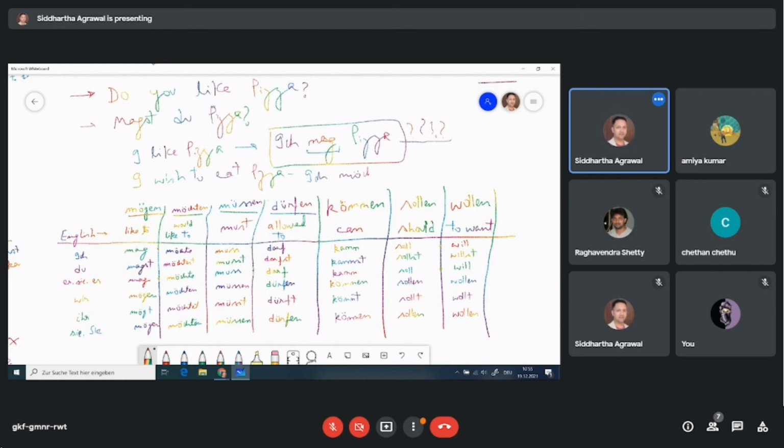Pizza essen. You're getting my point, friends? This is a little confusing, but it's more situational, right? I'll give a couple more examples.